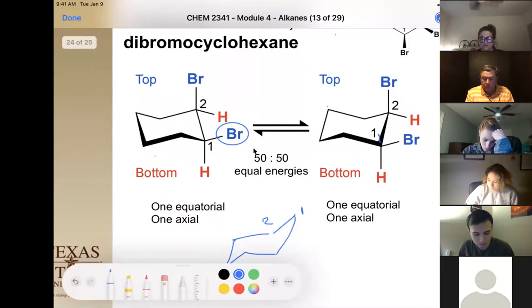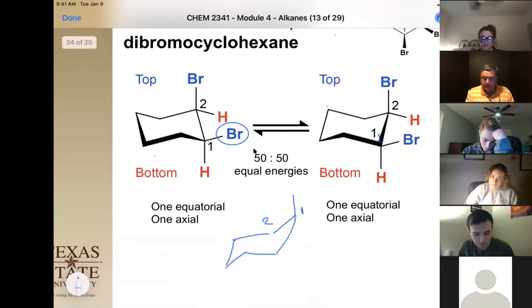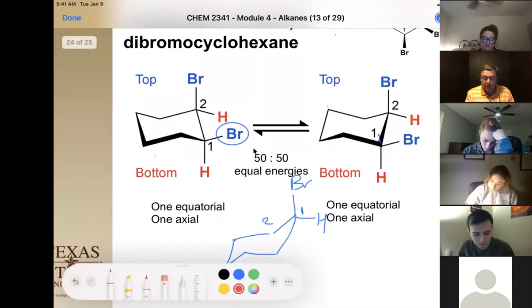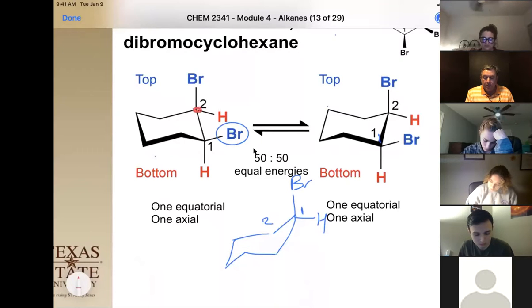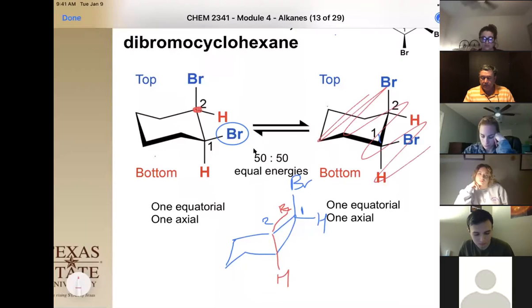Okay, so in our 1 carbon, our bromine now is in our axial position and our hydrogen is our equatorial position. But here on our number 2 carbon, that axial is now in the equatorial position and the hydrogen is now in that axial position. So no matter which way you flip it, yeah, this is the same drawing. So don't use that one, use this one down here.